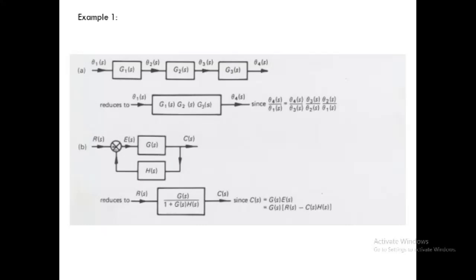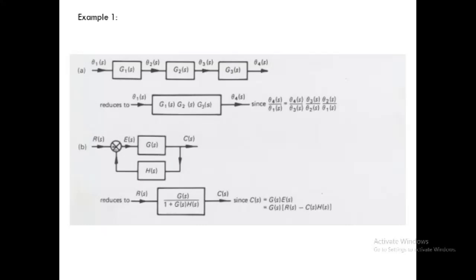Now moving towards point B. Here R of S will be the input and C of S will be the output. E of S is considered as the error signal. G of S will be the gain of the system and H of S will be the feedback element. Now we are going to reduce this form. So R of S will be as it is, C of S will also be as it is as the output. But how to reduce this?